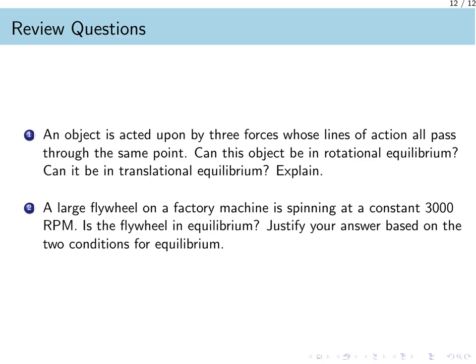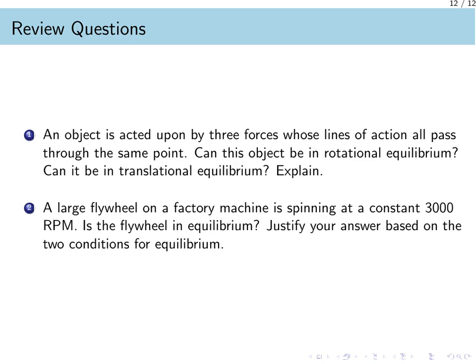Let us use these two review questions to solidify our understanding of the conditions for equilibrium. First, consider an object with three forces whose lines of action pass through a common point. If we choose that point as our axis of rotation, the lever arm for each force is zero. This means the net torque is guaranteed to be zero, so the object is in rotational equilibrium. For the object to be in translational equilibrium, the vector sum of the forces must also equal zero, which is possible but not required by this setup.